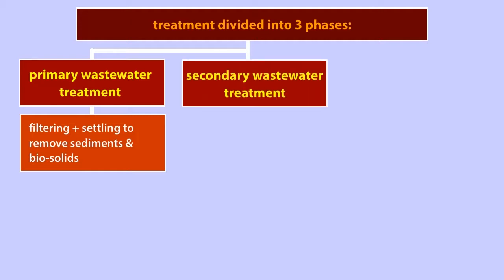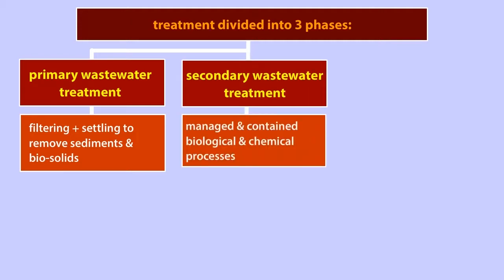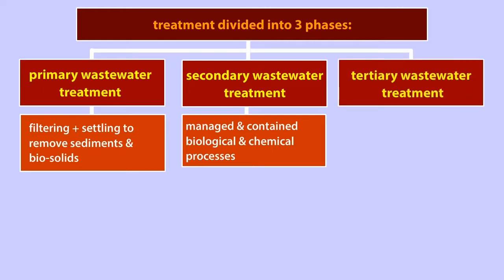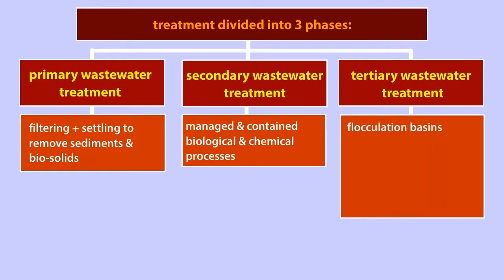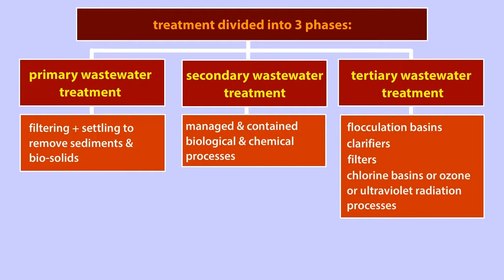Secondary wastewater treatment typically involves managed and contained biological and chemical processes in holding and aeration tanks and ponds, and the tertiary wastewater treatment process consists of flocculation basins, clarifiers, filters, and chlorine basins or ozone or ultraviolet radiation processes to treat water to near potable quality.